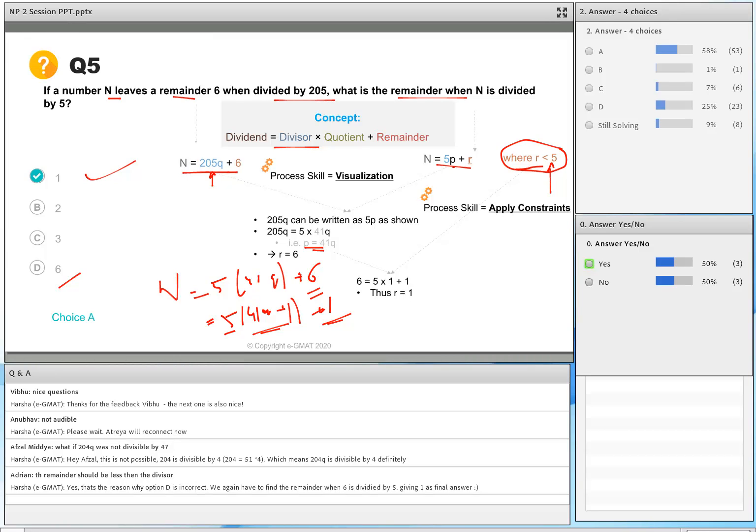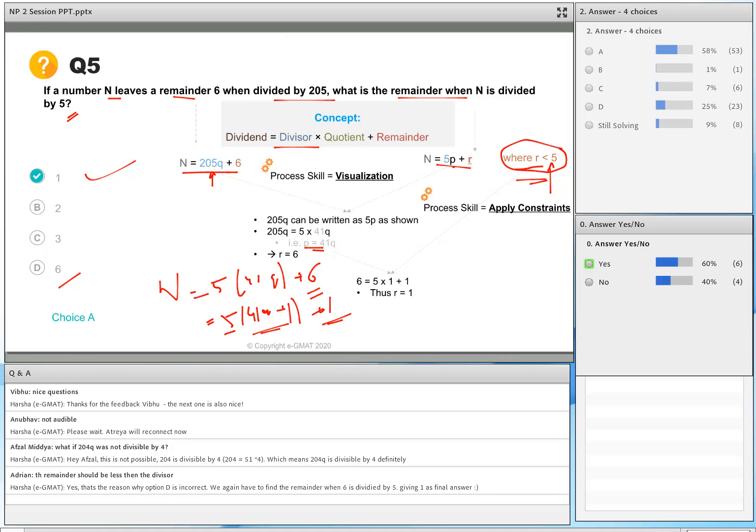So see, technically, since the value of r is equal to 6, it cannot be the answer, right? Why? Because n is getting divided by 5. So my divisor is 5. Clearly, I have a constraint over my remainder. My remainder can never ever be greater than the divisor or even equal to the divisor. Since my remainder has to be less than 5, 6 can never be the answer.